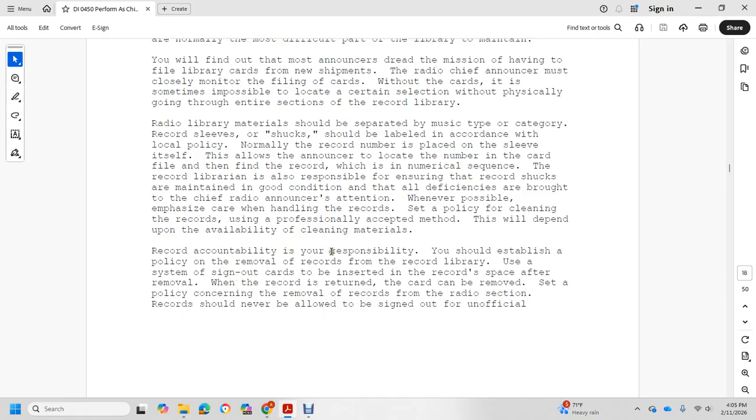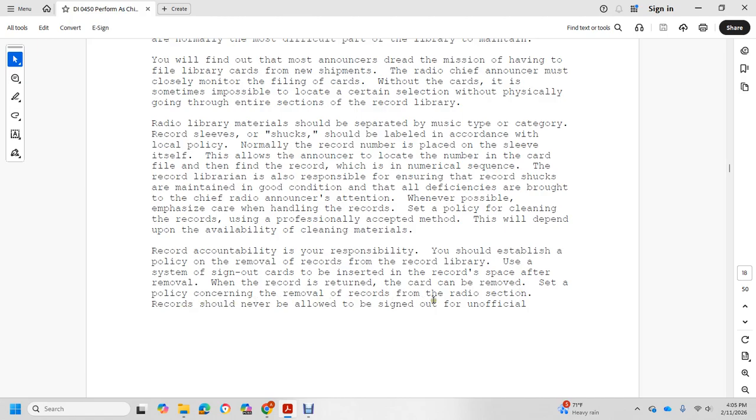Record accountability is your responsibility. You should establish a policy for the removal of records from the library, with a system such as a sign-out card inserted in the record's space after removal. Once the record is returned, the card can be removed. Set a policy concerning the removal of records from the radio selection section.